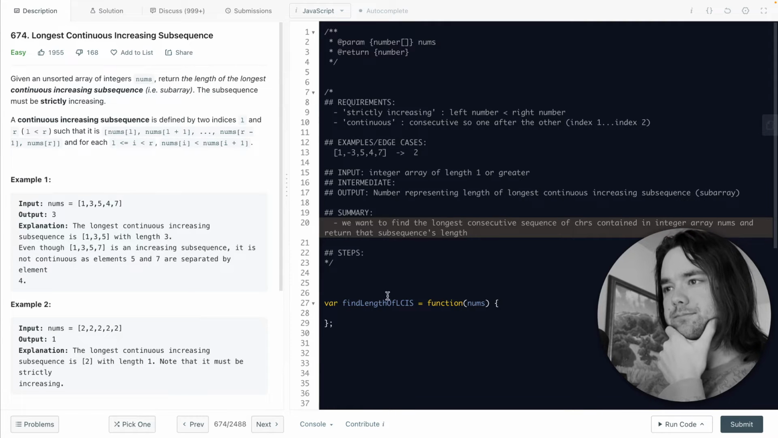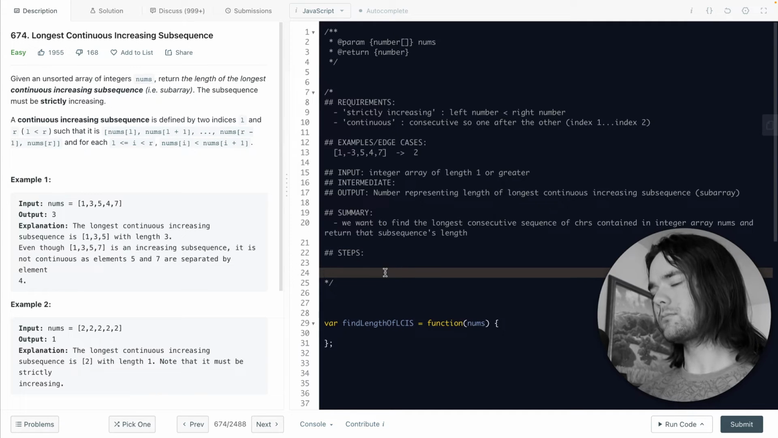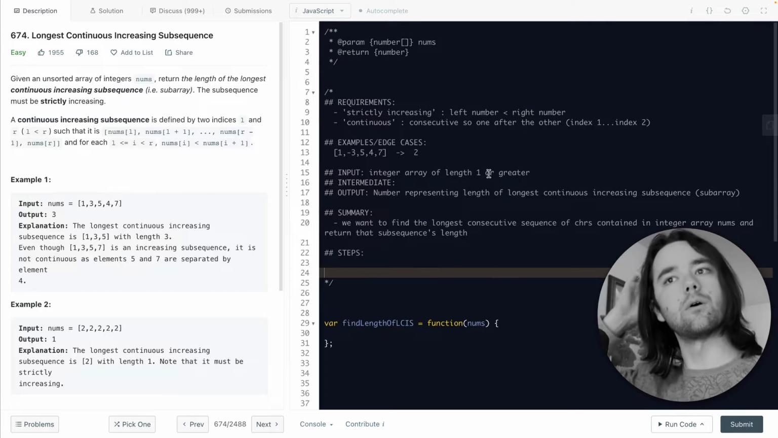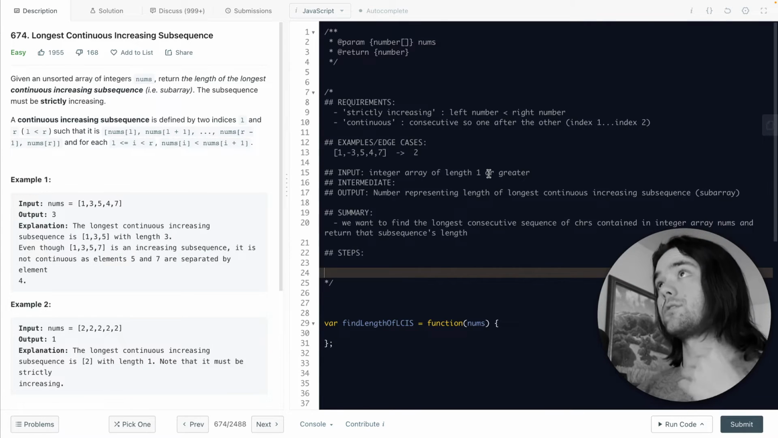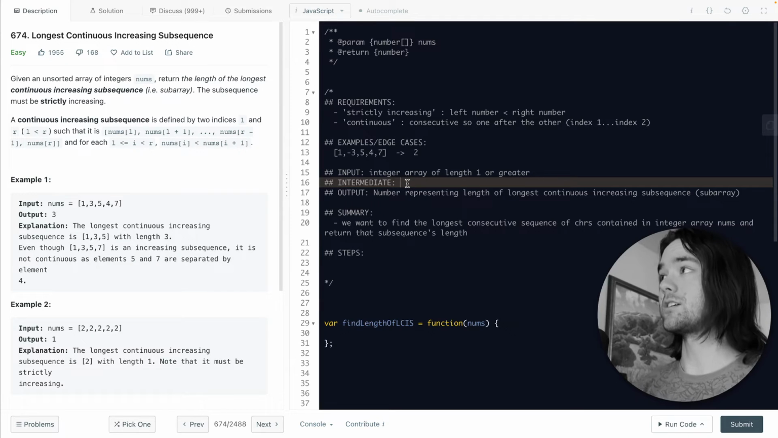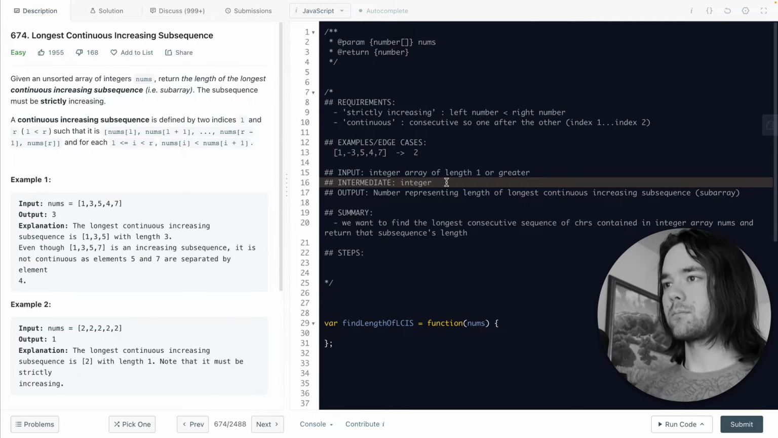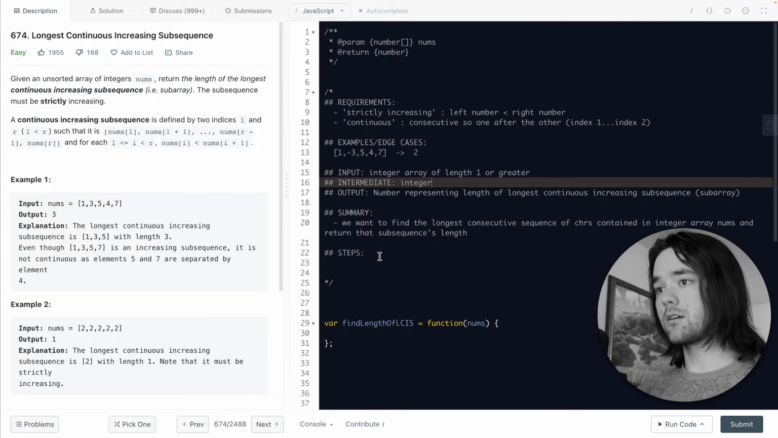Okay, so if we think about the steps to solve this problem, there's a couple of things that we first need to think about here. So the intermediate data structure here, I just want it to be some integer. So not really a data structure at all, just a piece of data. I'm not using an object or an array to store the longest subsequences or anything. That's how I plan to do it.